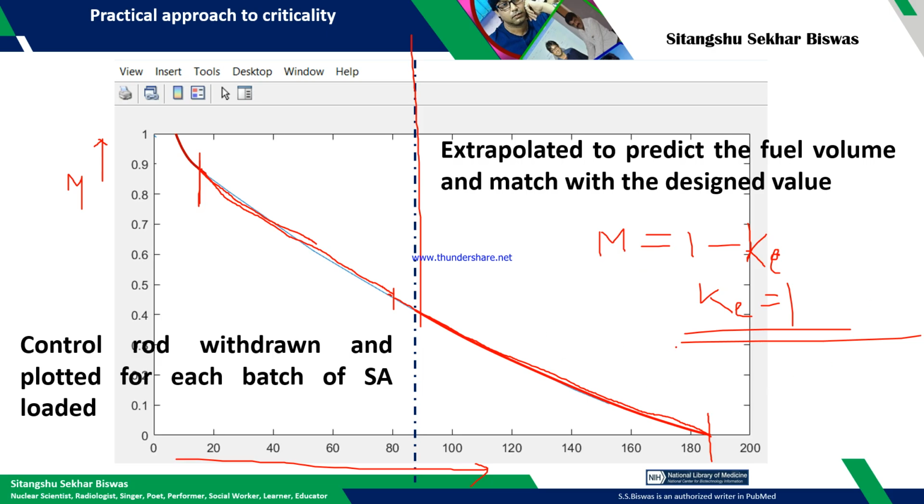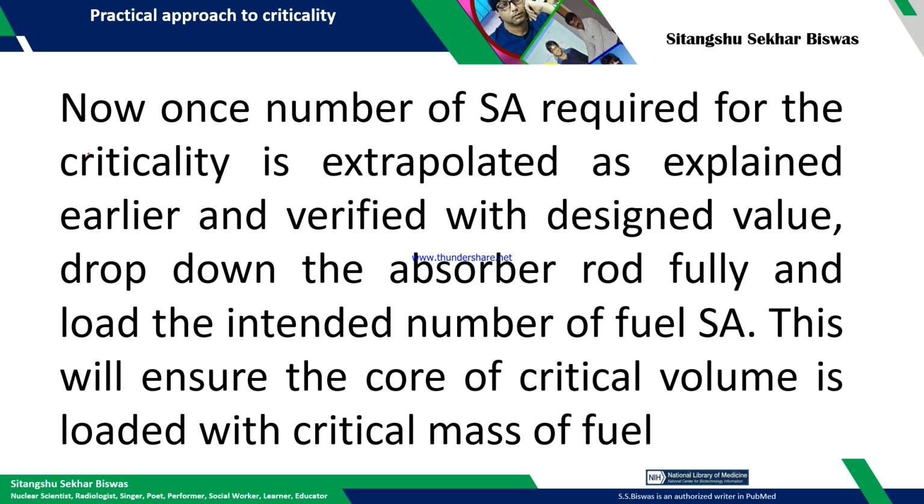So with this experiment, we can estimate by extrapolating the curve how many subassemblies are required to go for criticality. And this is verified with the design value; the first job is done. The second thing: once the number of subassemblies required for criticality is extrapolated and verified with the design value, then drop down the absorber rod fully and load the intended number of fuel subassemblies in the reactor core.